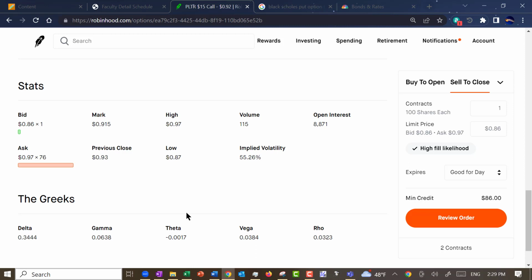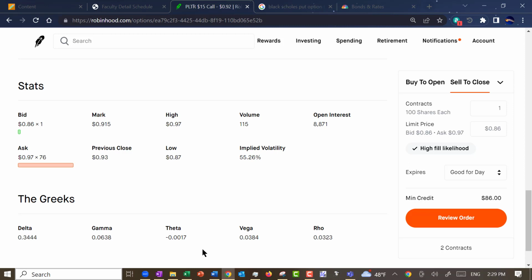If somehow I decided that this was a good investment, I just want to buy 76 contracts. All I have to do is say buy at the market. So 97 times 76, that's a lot of money. About $7,000, $7,200. Okay. I put in $7,200, I got it.